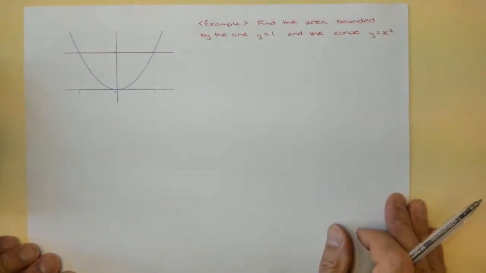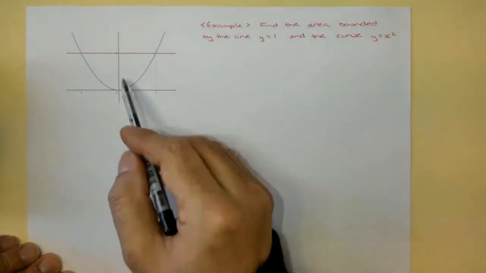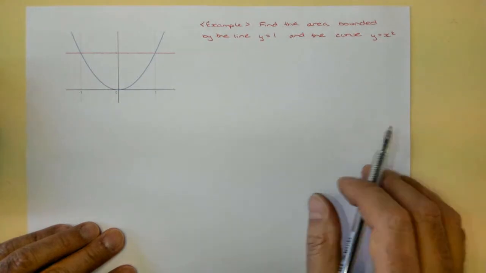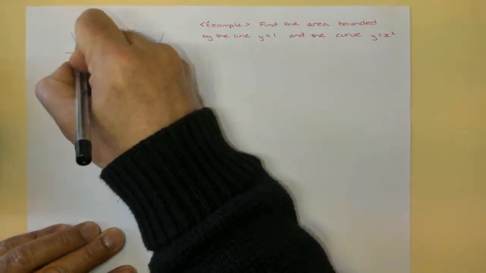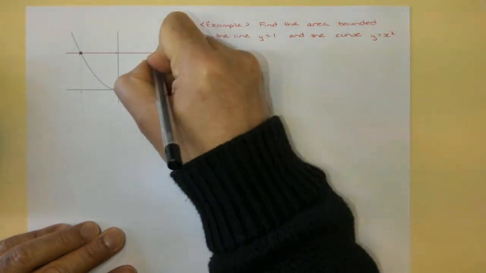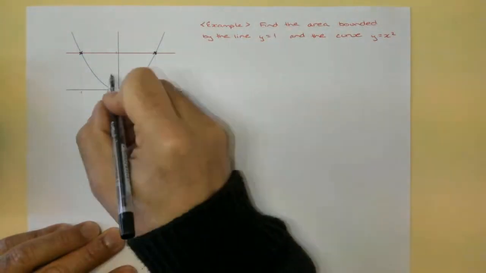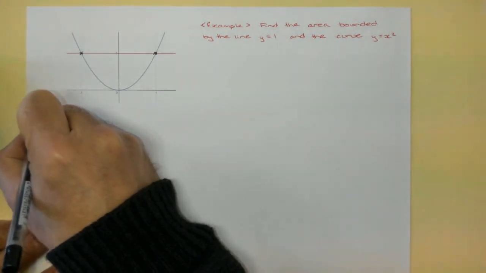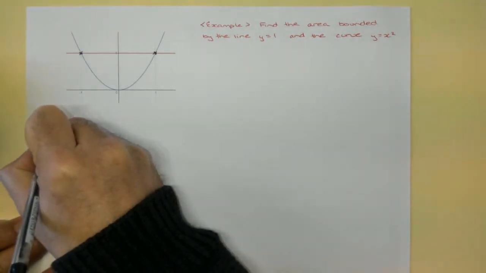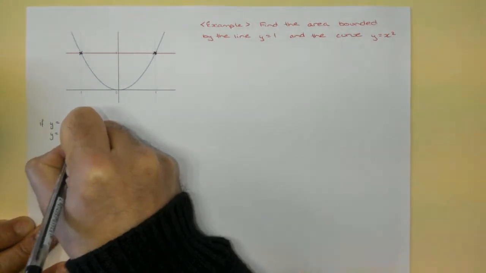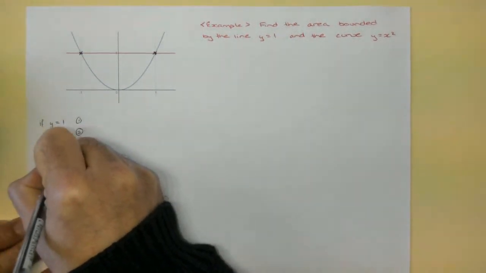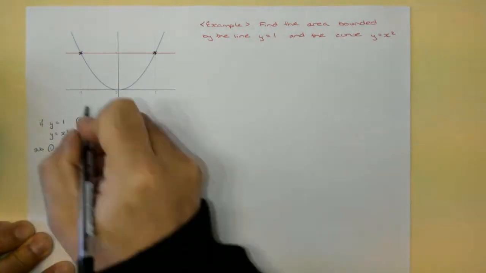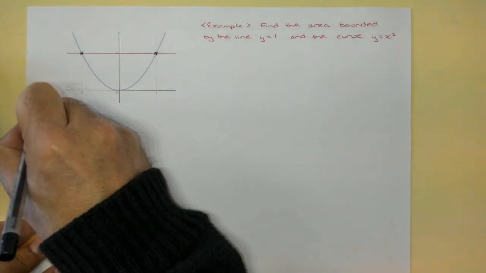Let's do some examples. Alright, we want to find the area bounded by the line y equals 1 and the curve y equals x squared. So the first thing I need to do is find the points where they intersect. And drawing our picture, we get -1 and 1. But we can find that by saying if y equals 1 and y equals x squared, sub 1 into 2, so x equals plus or minus 1. So we want to find the points of intersection. That's the first step.